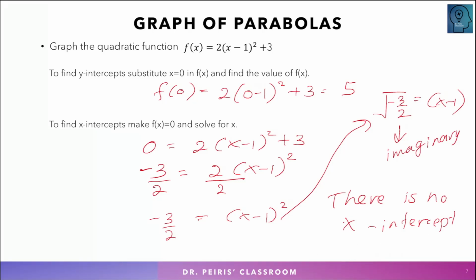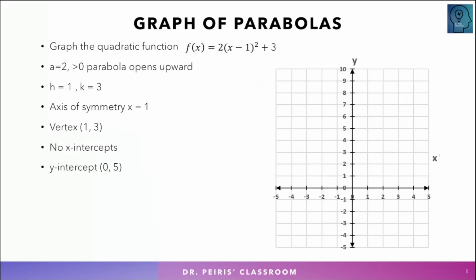So we found both the y- and x-intercepts. Now let's see what the values are for the vertex and the axis of symmetry. First we look at the value of a, which is 2, greater than 0. So the parabola opens upward, h is equal to 1, k is equal to 3.